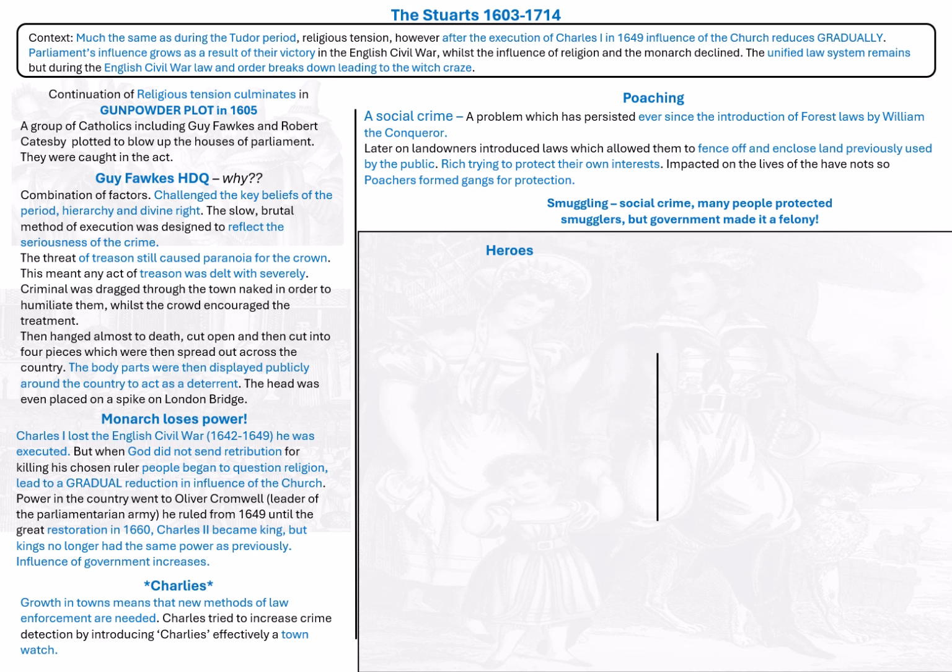What we mean by this, by the way, about smuggling being a social crime and that many smugglers were protected, is that many people believed that smuggling was a government-made problem. They had introduced harsh laws and heavy taxes, which had led to an increase in smuggling. So some people sympathised with smugglers. Let's have a look at how these attitudes manifested themselves.